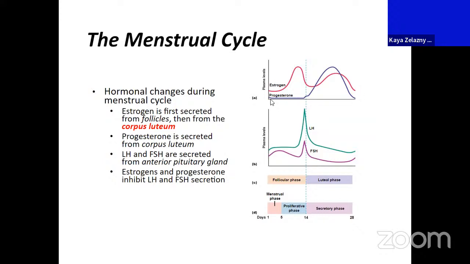For progesterone, we see that we have really no progesterone being released during the first half of the cycle. So no progesterone during the follicular phase. But during the luteal phase, we have a rise in progesterone and then a drop. Okay. And so what's going on with these is that we are secreting them from different places, the estrogen and the progesterone. So the estrogen is coming first during that follicular phase.